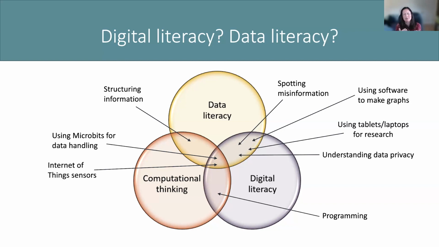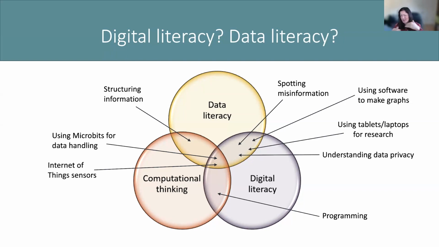But then if you look at the intersection between data literacy and computational thinking, that might be in structuring information. So within computational thinking, that could be structuring information by type and attribute in a database. But for data literacy, it could be making sure that you're collecting data of the right sort of categories, whether you're expecting a number or categorical data when you're collecting.